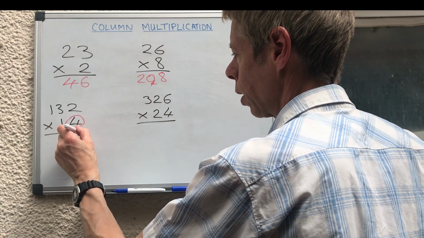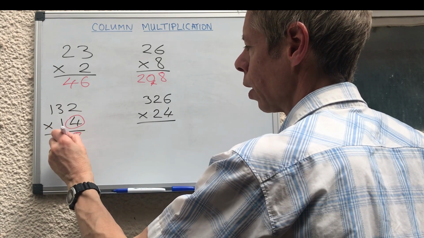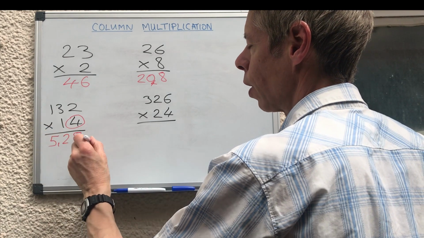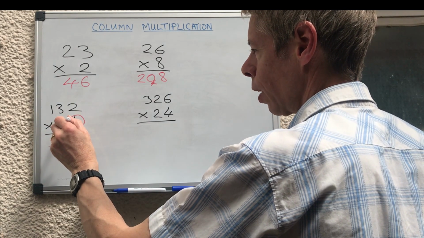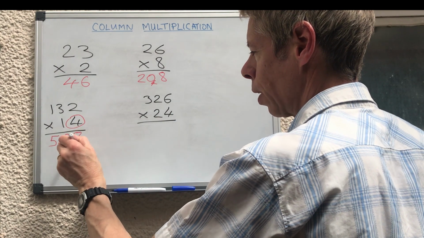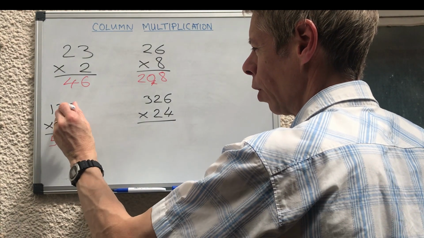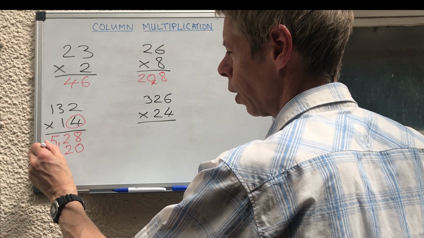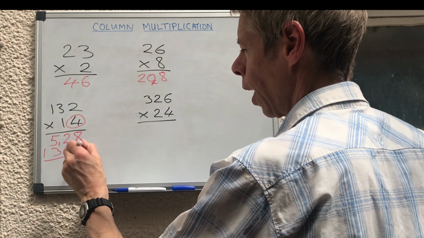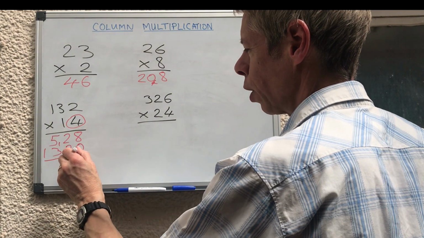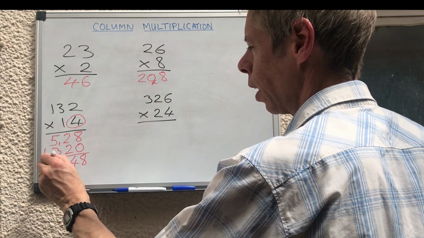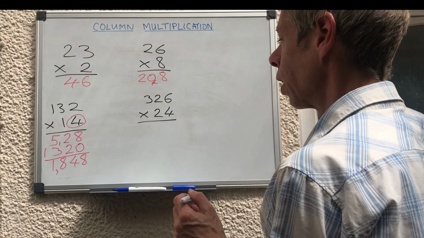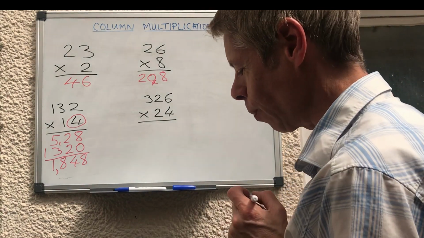Right, on this one, remember we do the 4 times first, then the 1 times. So 4 times 2 is 8, 4 times 3 is 12, 4 times 1 is 4, but add the 1 to make 5. Next we do the 1, but we've got to put in the 0 as our placeholder. So 1 times 2 is 2, 1 times 3 is 3, and as you can see, we've just about left enough room to do 1 times 1 is 1. Add those together, 8 plus 0 is 8, 2 plus 2 is 4, 5 plus 3 is 8, and there's a 1 at the end. So the answer is 1,848.